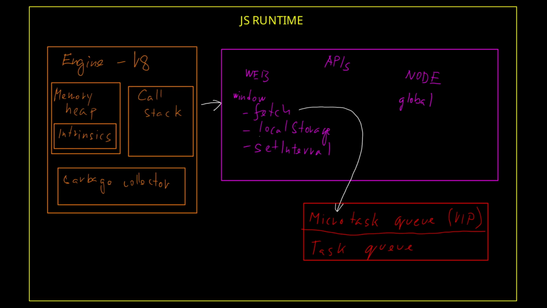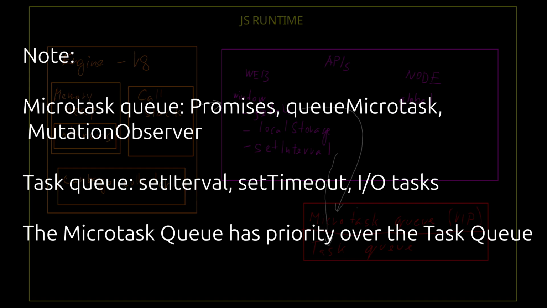And for example, if the call stack calls setInterval, the callback function is passed to the task queue. So there are two lines, one with higher priority and the second with lower priority.